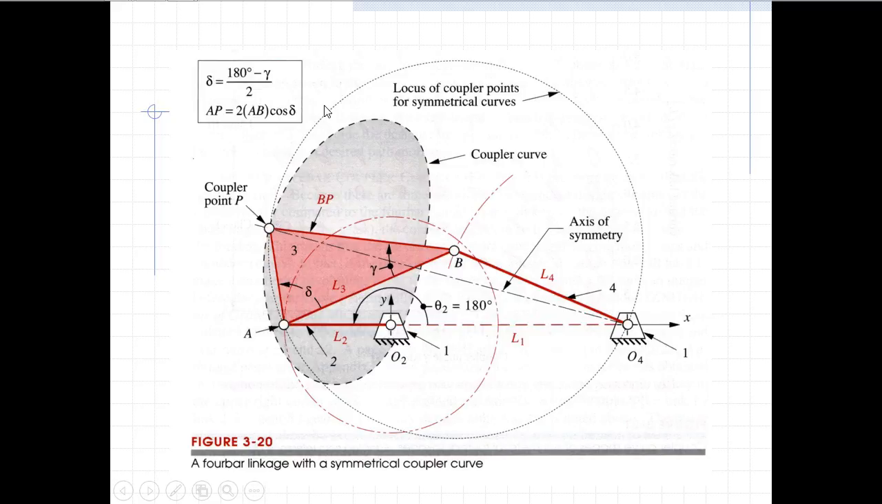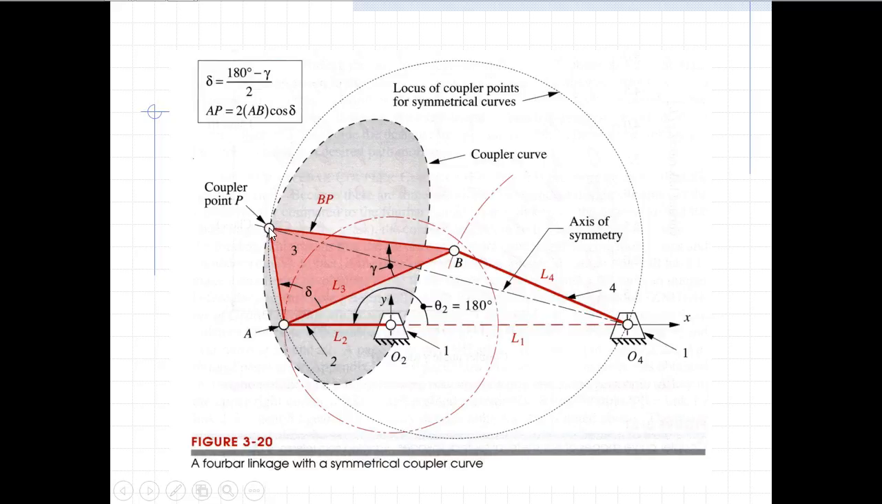Every point on this circle will trace out a coupler path that is symmetric about a line that connects the coupler point P to the ground position O4. And so here we have that axis of symmetry going from O4 up to the coupler point. The coupler point does indeed lie on this circle, which is centered at the coupler rocker joint and has radius equal to the coupler length.